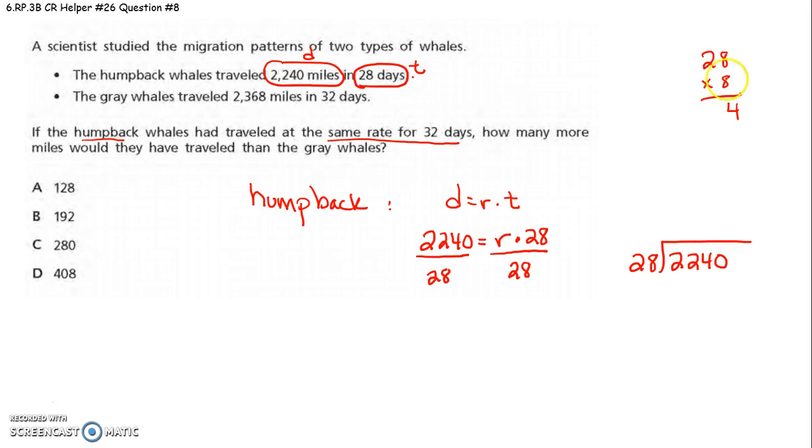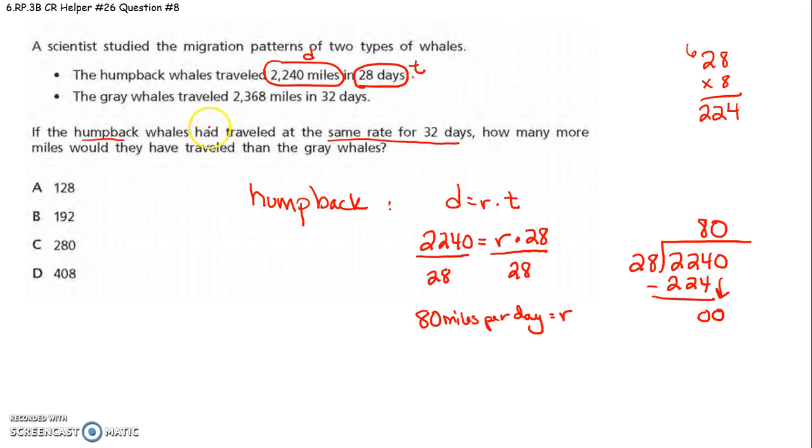8 times 8 is 64. Put down a 4, carry a 6. 8 times 2 is 16, and 6 more, 22. Yep, it worked out perfect. It doesn't always. Usually when I estimate, I might have to go a number higher or a number lower, but it worked out. So if I subtract off, that's 0, drag down a 0. How many times is 28 going into 0? 0 times. So 80 miles per day is the rate. 80 miles per day is the rate.